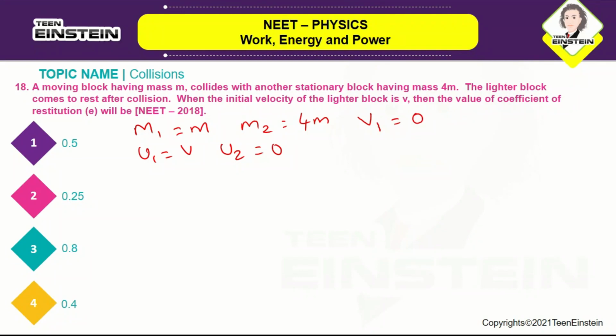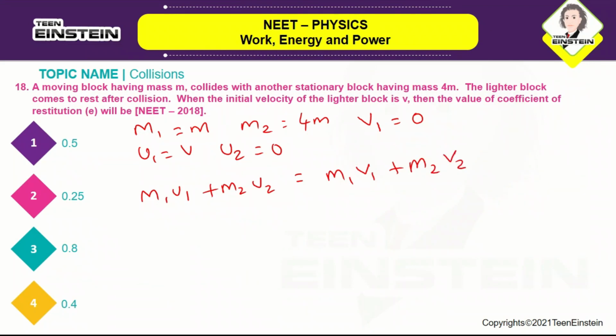We have to find out what v2 is. According to the law of conservation of momentum, we know that m1 u1 plus m2 u2 is equal to m1 v1 plus m2 v2.